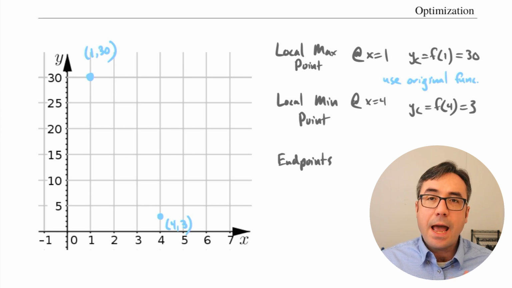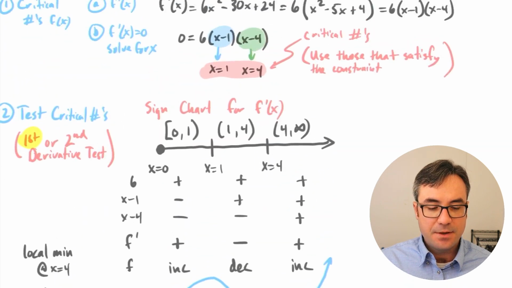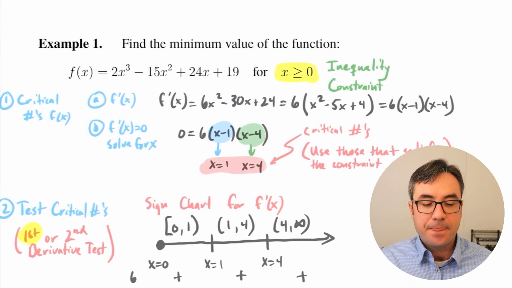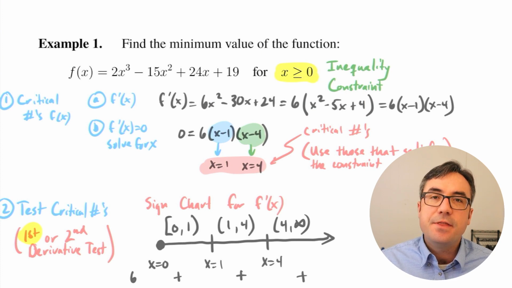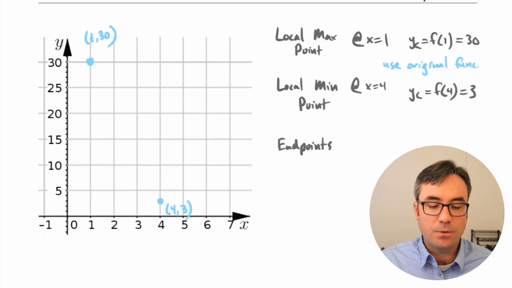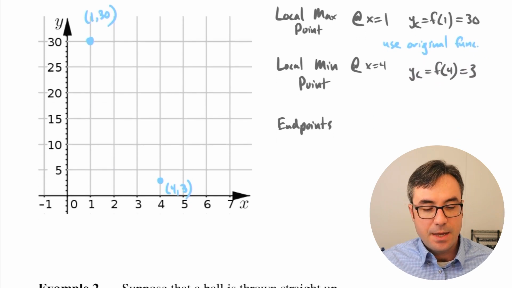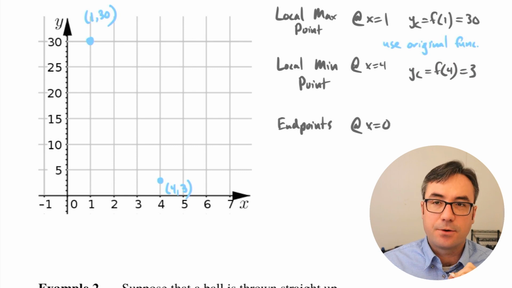And then what happens with this inequality constraint is that if there's an endpoint, we could have a max or a min at that endpoint as well. So we also need to keep in mind what's going on at x equals 0. So there's an endpoint at x equals 0.